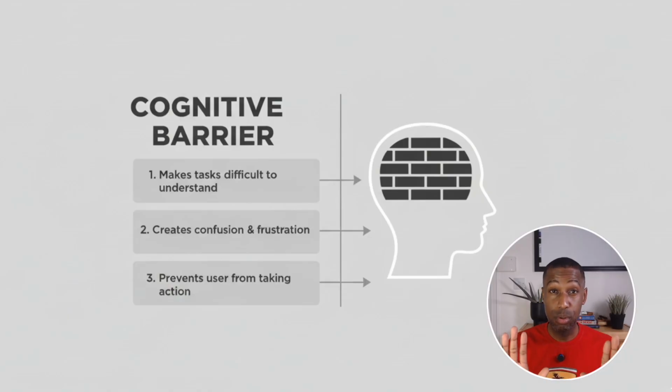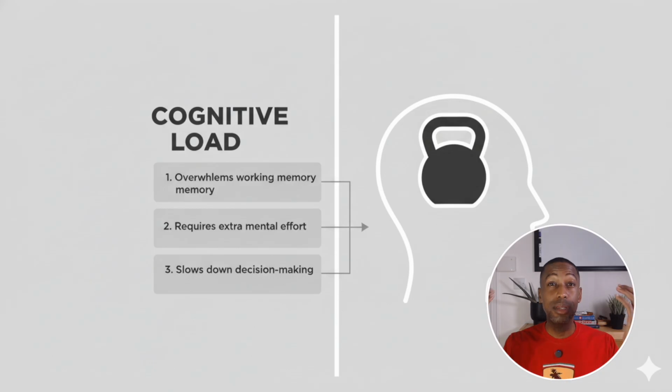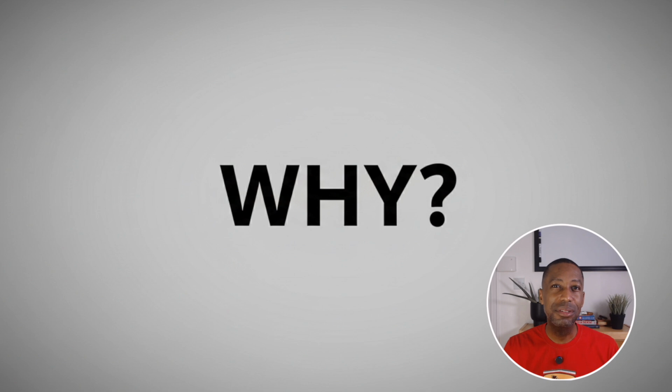So let's put it all together. A barrier is a wall. The user cannot proceed. A load is a weight. The user can proceed, but it's hard work. Why is this not just semantics? Why is this the most important distinction you need to care about?